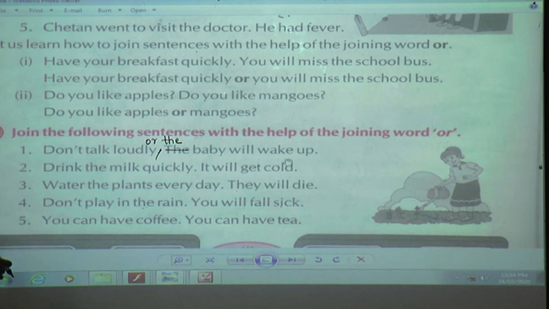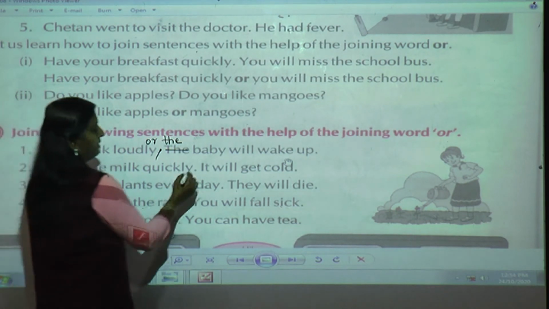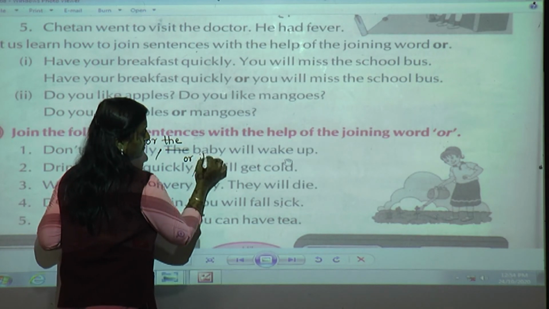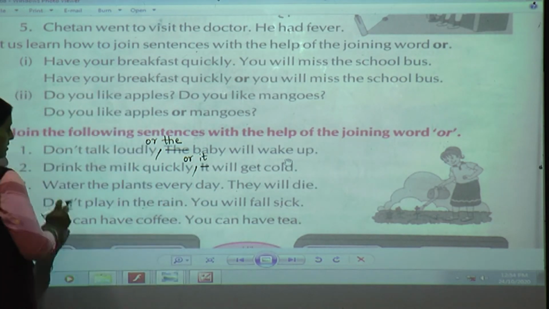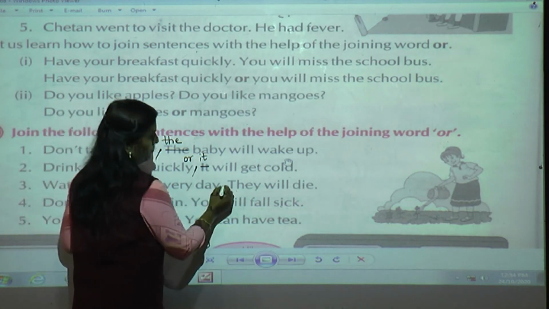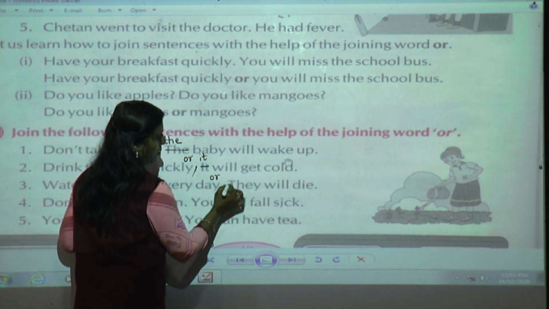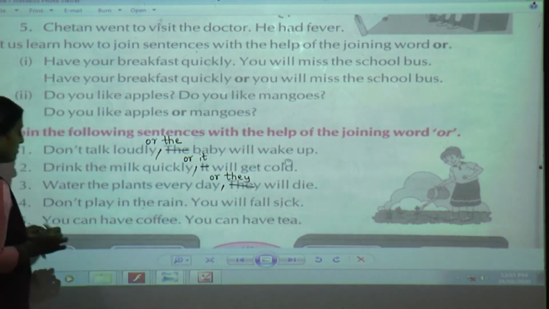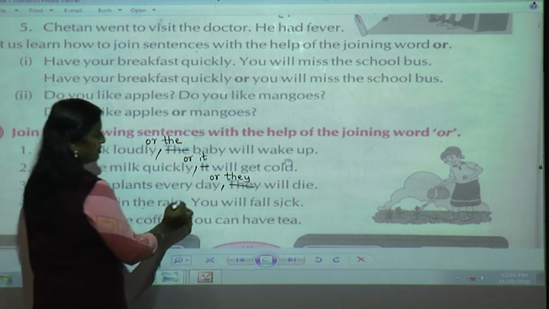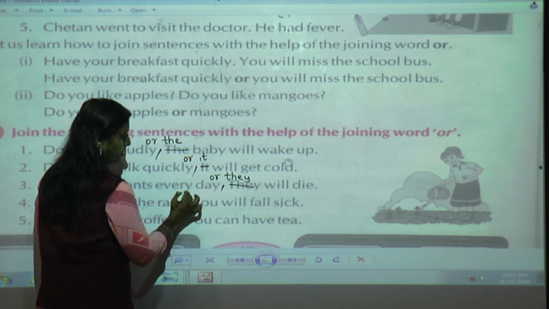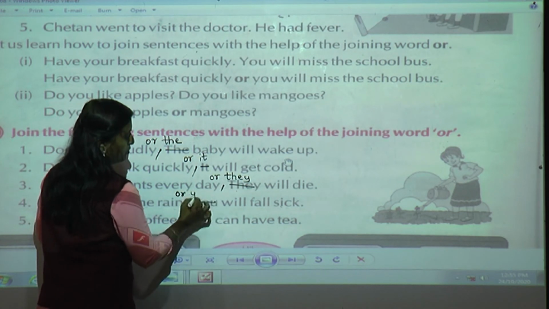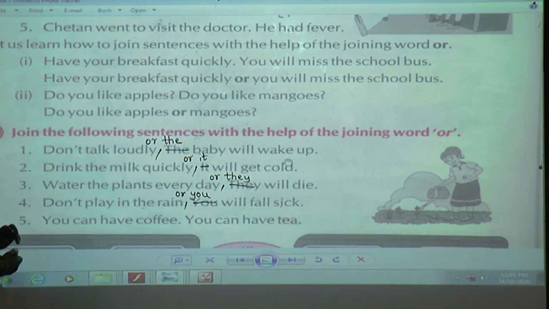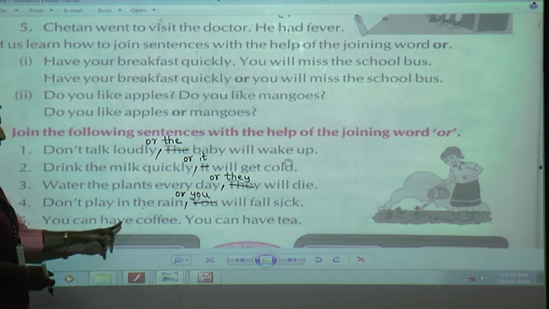Rules are the same, so I'll go fast. Drink the milk quickly, full stop, or it will get cold. Water the plants every day, full stop, cut, or. Don't play in the rain, full stop, cut, or you will fall sick.